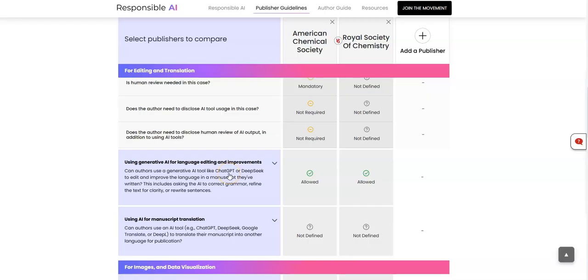They talk about ChatGPT or DeepSeek. I'm using Claude because I just like the way that it sounds when it writes. And that is allowed, right? I'm going to write something and just have these tools help improve my grammar, refine the text for clarity, and rewrite some sentences. That's what we're doing here.